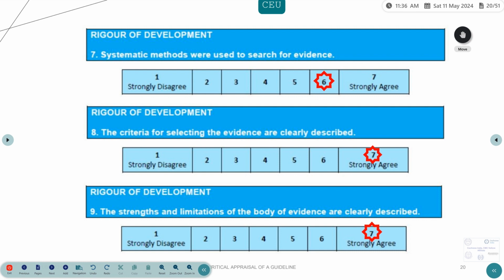Other than that, the criteria for selecting the evidence, as in the PICO statement and all those in the systematic review meta-analysis, was appropriate. Strengths and limitations they have graded accordingly based on the evidence using the GRADE recommendation, which is also done. So we will not go too much into that.